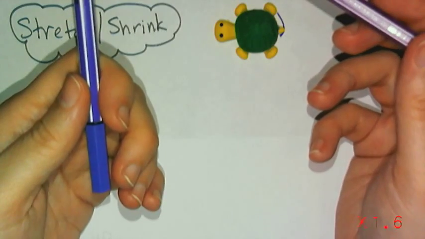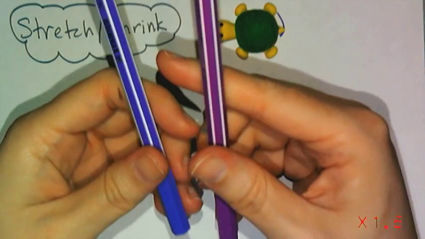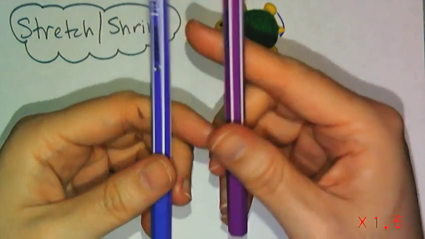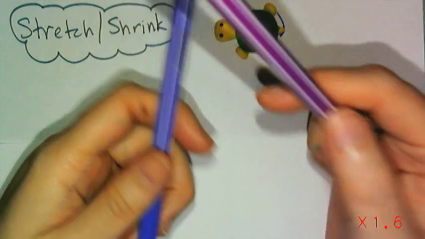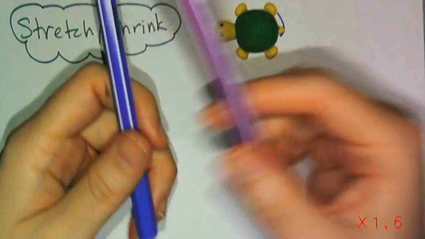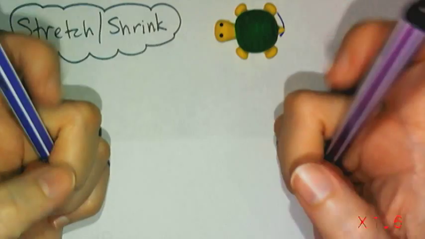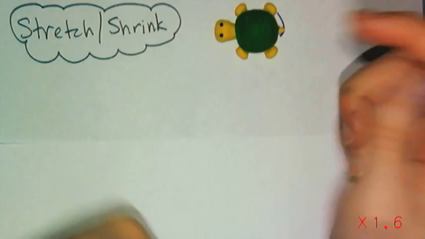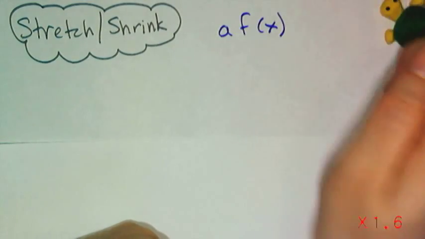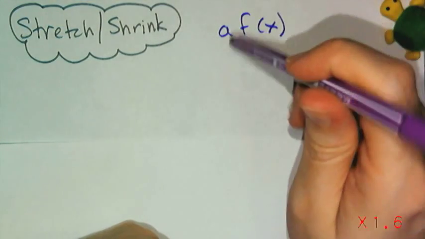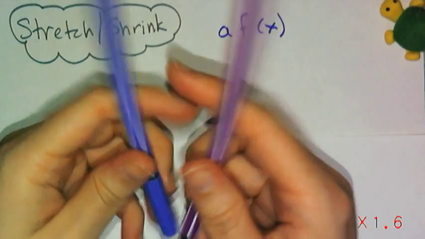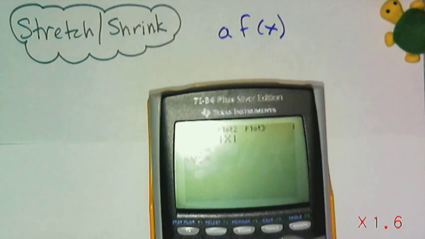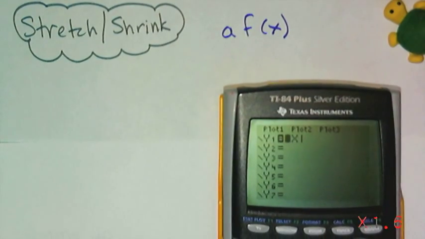Oftentimes it's referred to as the dilation, and it is related to the dilations in geometry where scale factors are involved. Remember, scale factors are numbers you can multiply the dimensions of a figure by to change its size. Same thing with functions. So I'm going to multiply my function value by some constant, and that's going to affect width.